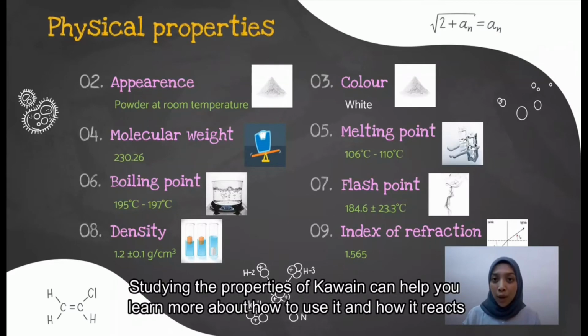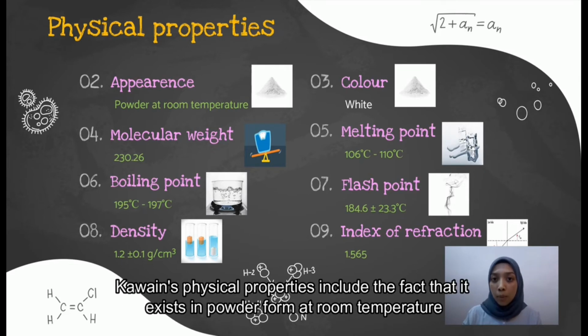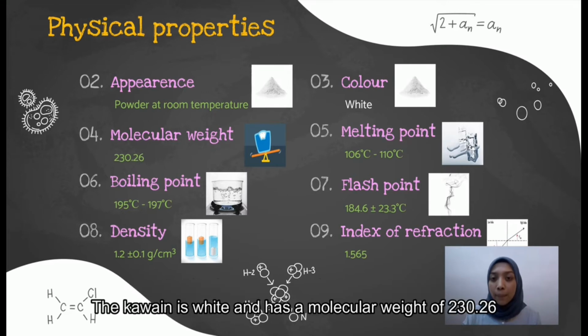Studying the properties of kawain can help you learn more about how to use it and how it reacts. Kawain's properties are separated into two categories, which are physical properties and chemical properties. Kawain's physical properties include the fact that it exists in powder form at room temperature. Kawain is white and has a molecular weight of 230.26 grams per mole.